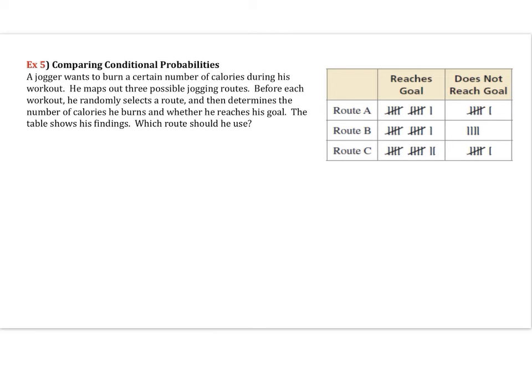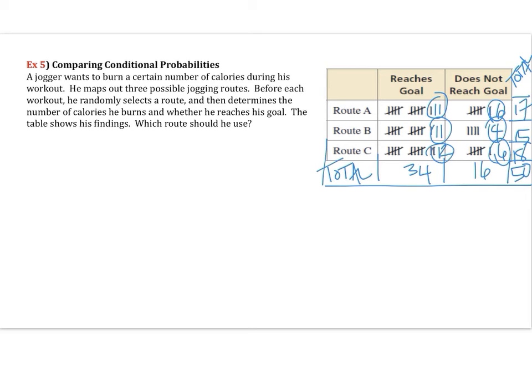All right, so he did some tally marks over here. We can see route A, B, and C. He reached his goal, tally mark number of times, and did not reach his goal, tally mark number of times. So we need to create a frequency table. So step 1, use the findings to make a two-way table that shows the joint and marginal relative frequencies. There are a total of 50 observations in the table. All right, so after doing a quick total of all the tally marks and then adding up all the rows, adding up all the columns to get a grand total of 50, we can now create our frequency table.